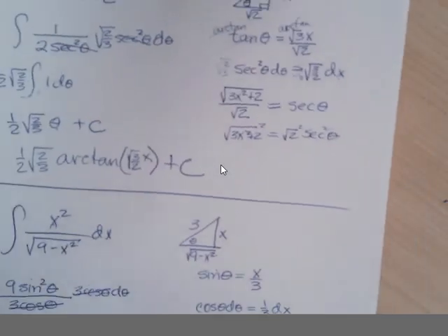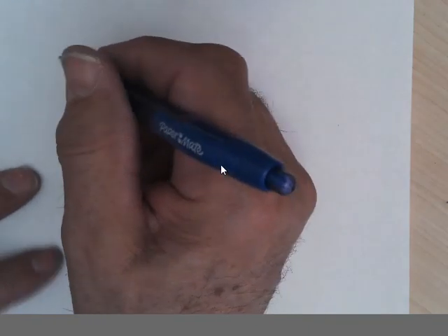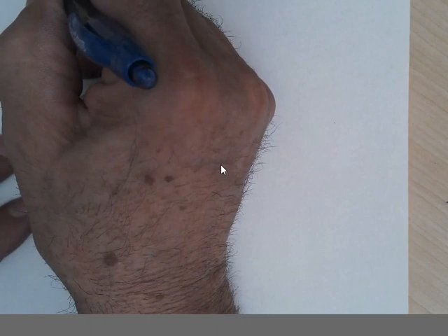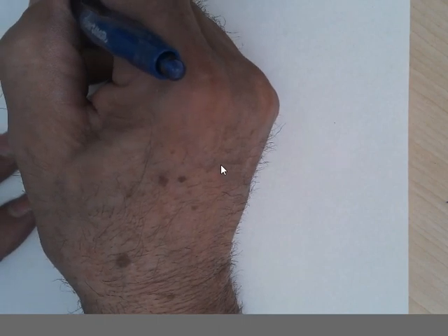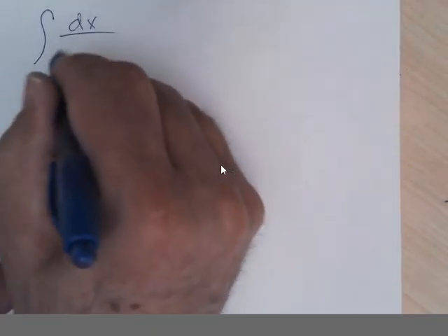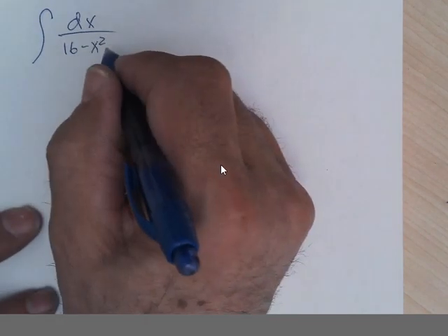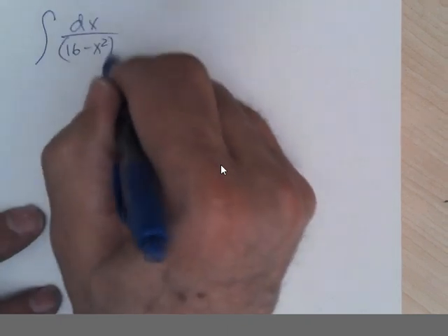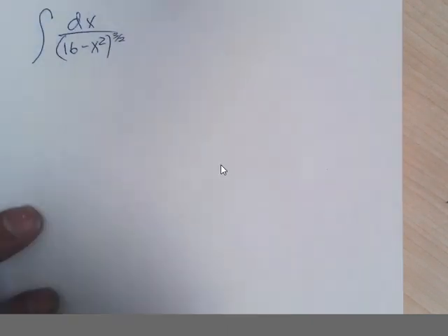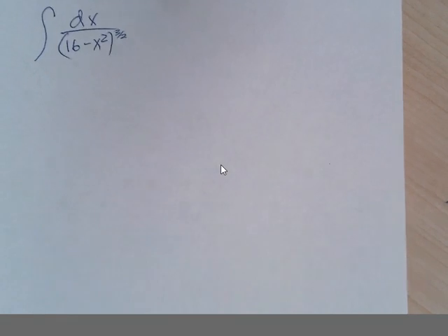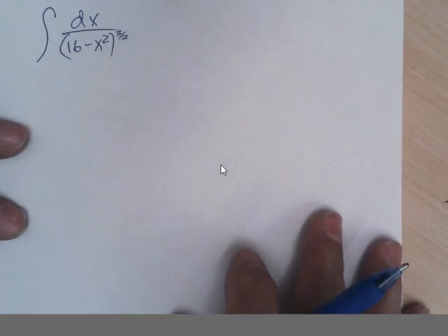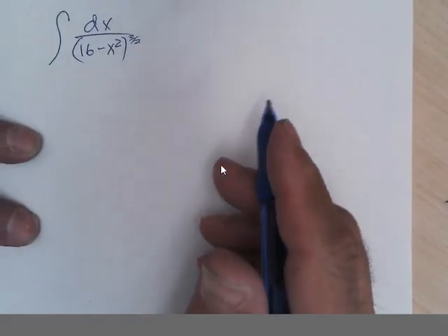Now, one that tends to bother people, I'll do one more, my last one, is something that looks like this. Let's see, which one do I want to do here? I'll just do this one. The antiderivative of dx over 16 minus x squared to the 3/2 power. And that 3/2 power has messed up a lot of people on some of my tests.